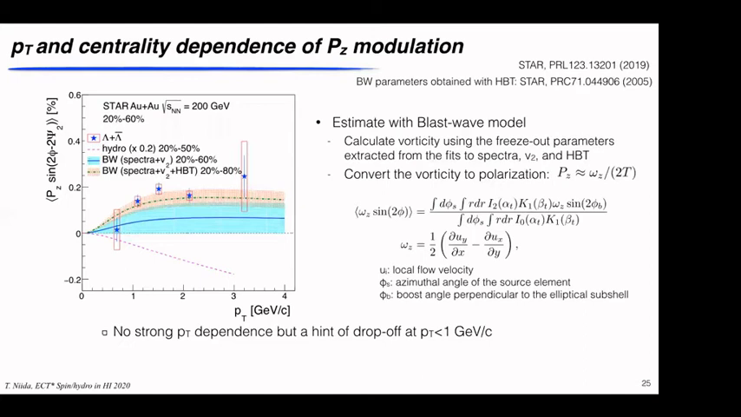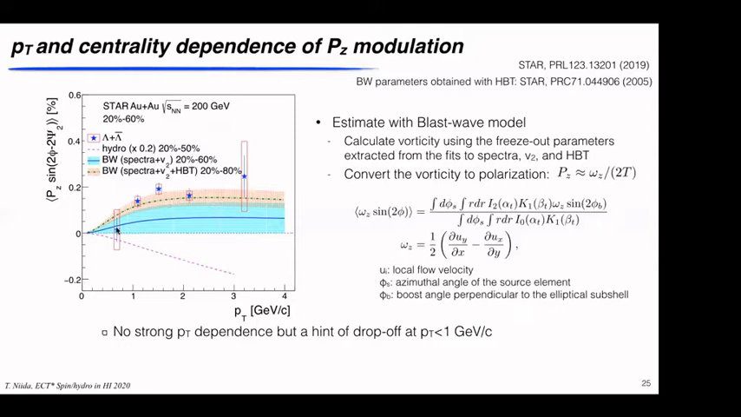And this is the sine modulation of the longitudinal polarization as a function of pT. So the data show a clear pT dependence. There might be a hint at a low pT region, but uncertainties are a little bit large. And again, the hydro calculation predicts the opposite sign.